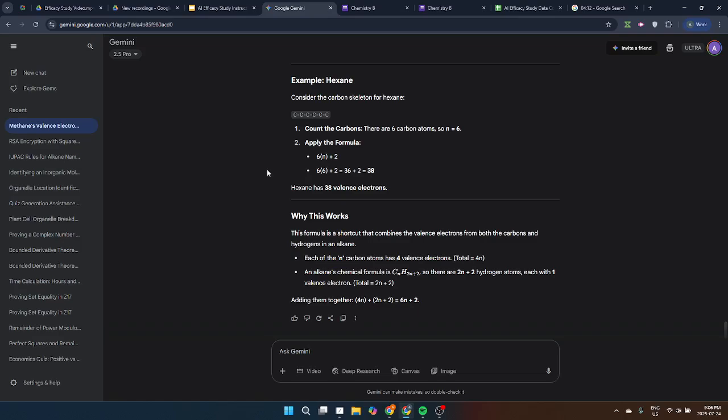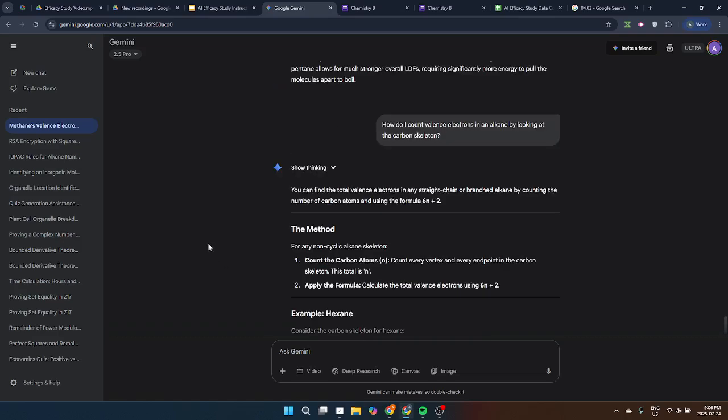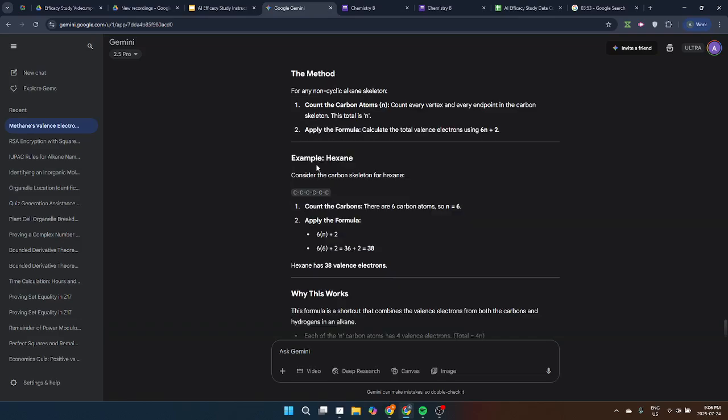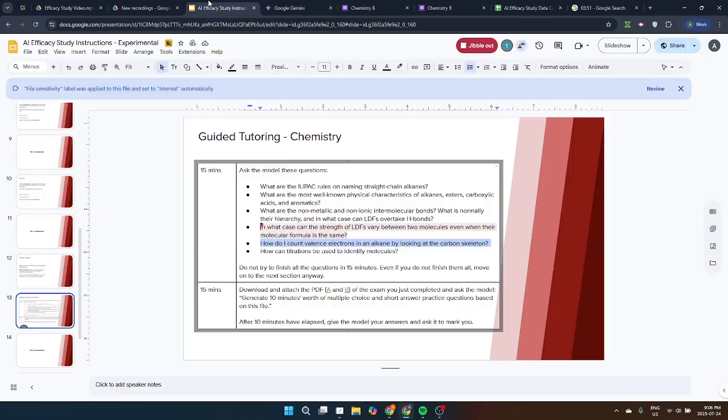Okay. So for a hexane molecule, it was 38, right? So 6 carbons times 6, 36 plus 2 is 38. So that does check out. 6n plus 2. That's a nice little shortcut there. I might use that one instead of counting the individual ones. Okay, yeah, that's good. Last question.